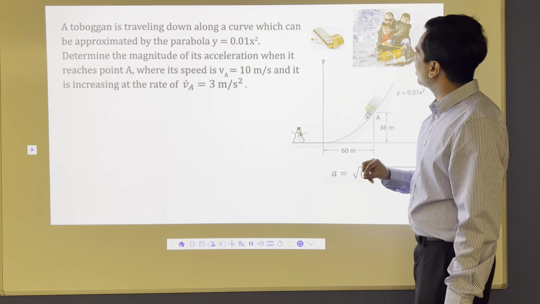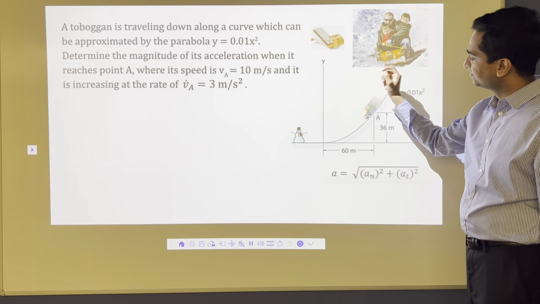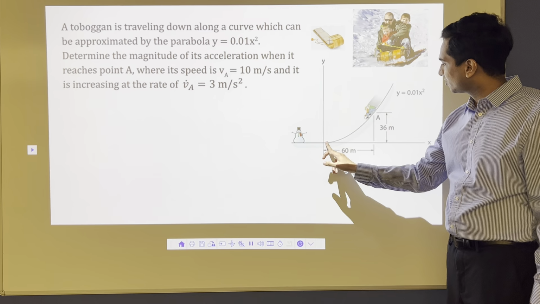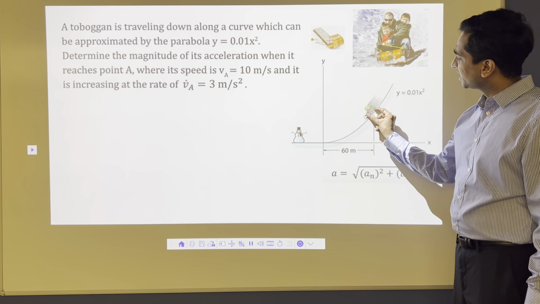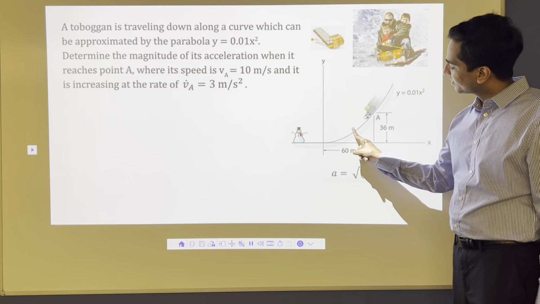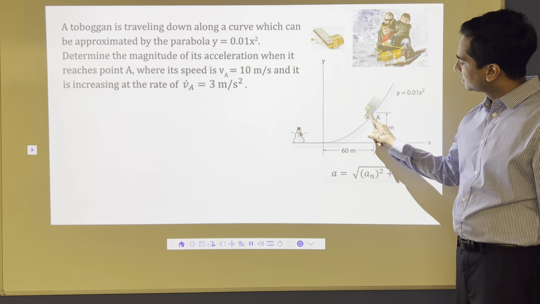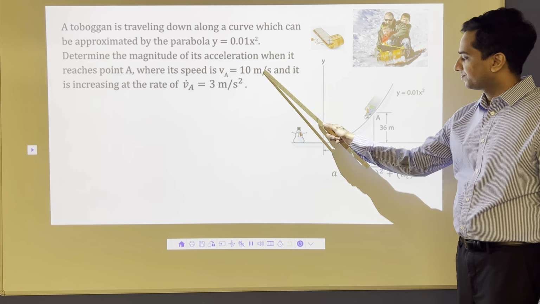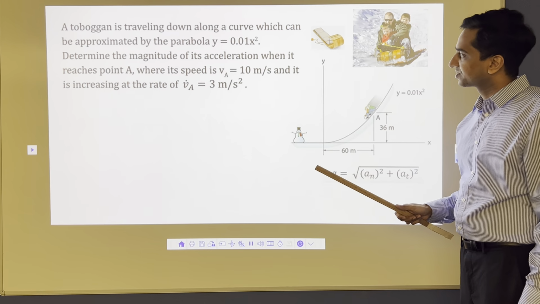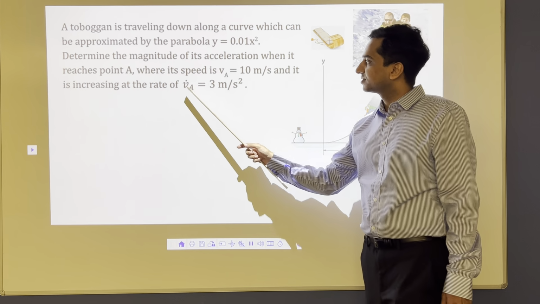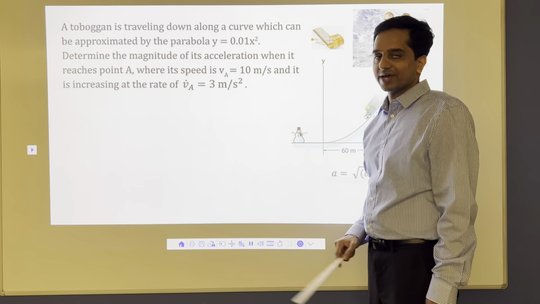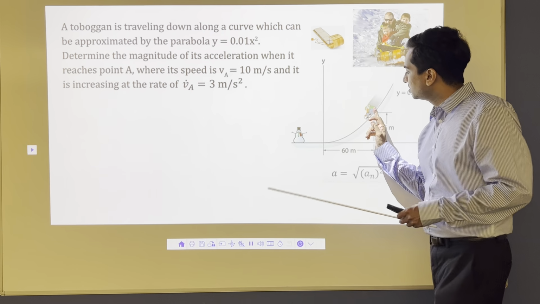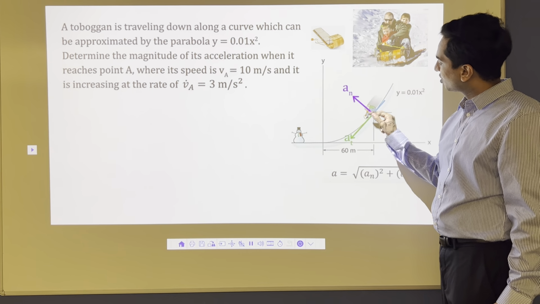So one problem is we have this sled or toboggan. It's coming down this slope, and it reaches point A here, and it's going to still come down. It will start somewhere here. When it reaches point A, its speed is given as 10 meter per second. So at that instant 10 meter per second, and its acceleration is given, v dot is equal to 3 meter per second squared. That's your tangential acceleration at this point. So tangential acceleration and velocity are given.